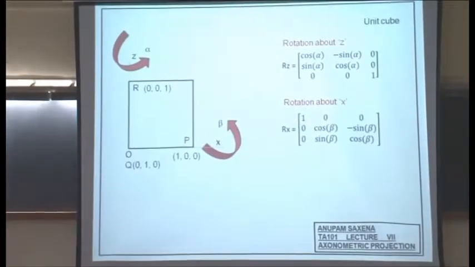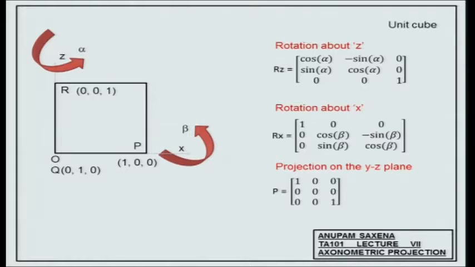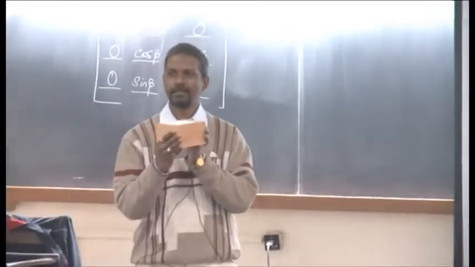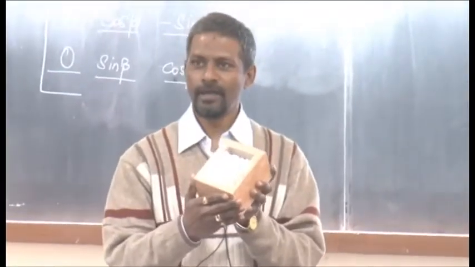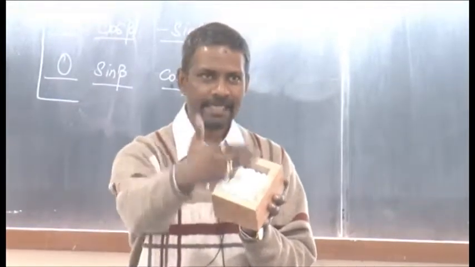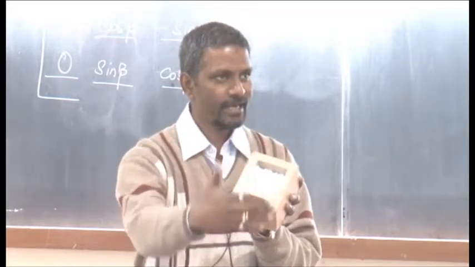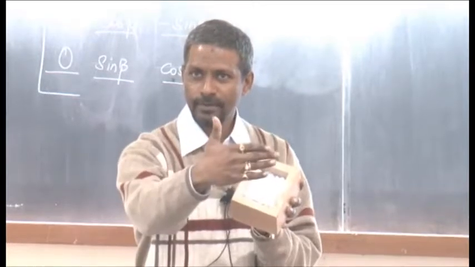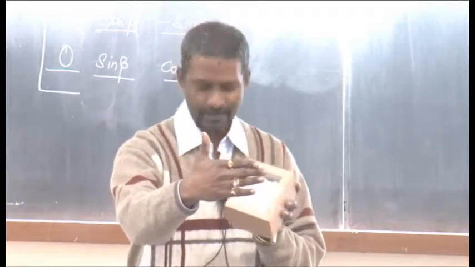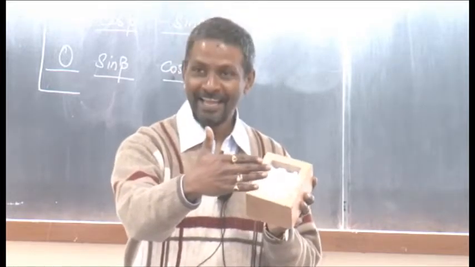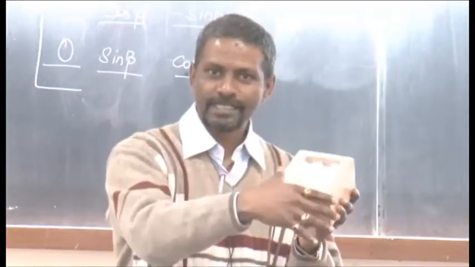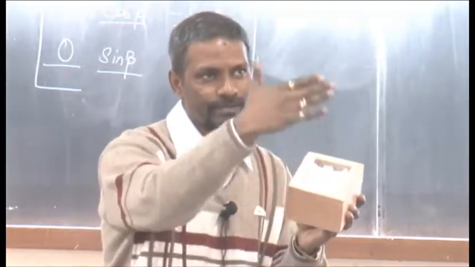So your x coordinate will remain the same. Your z coordinate will remain the same. What will happen to your y coordinate? 0. So this is your projection matrix. Yes or no? Step 1, step 2. Whatever the x, y, z coordinates are, this is my xz plane where y coordinate is 0. If I project this guy over here, x and z coordinates come from these two rotations and the y coordinate will be 0.